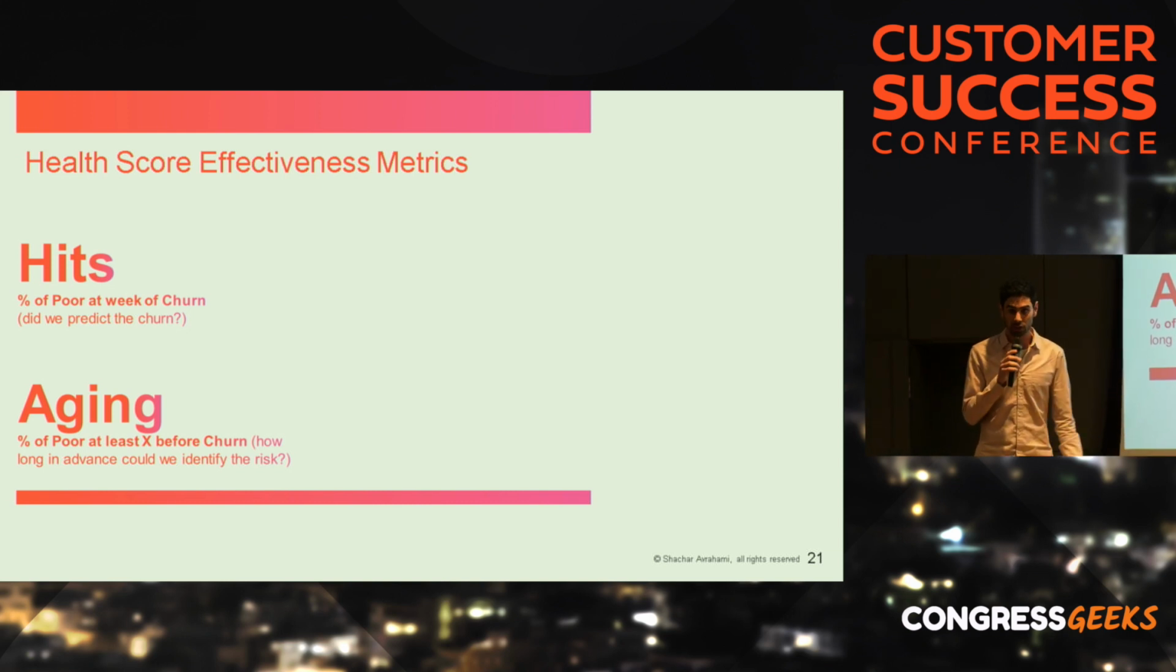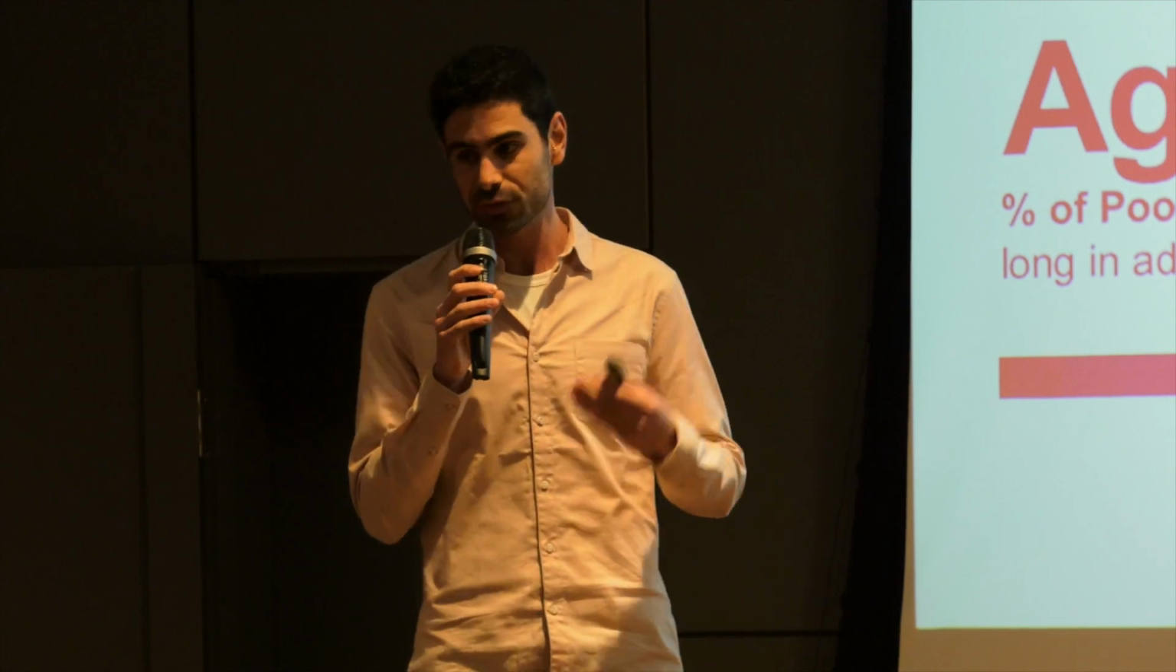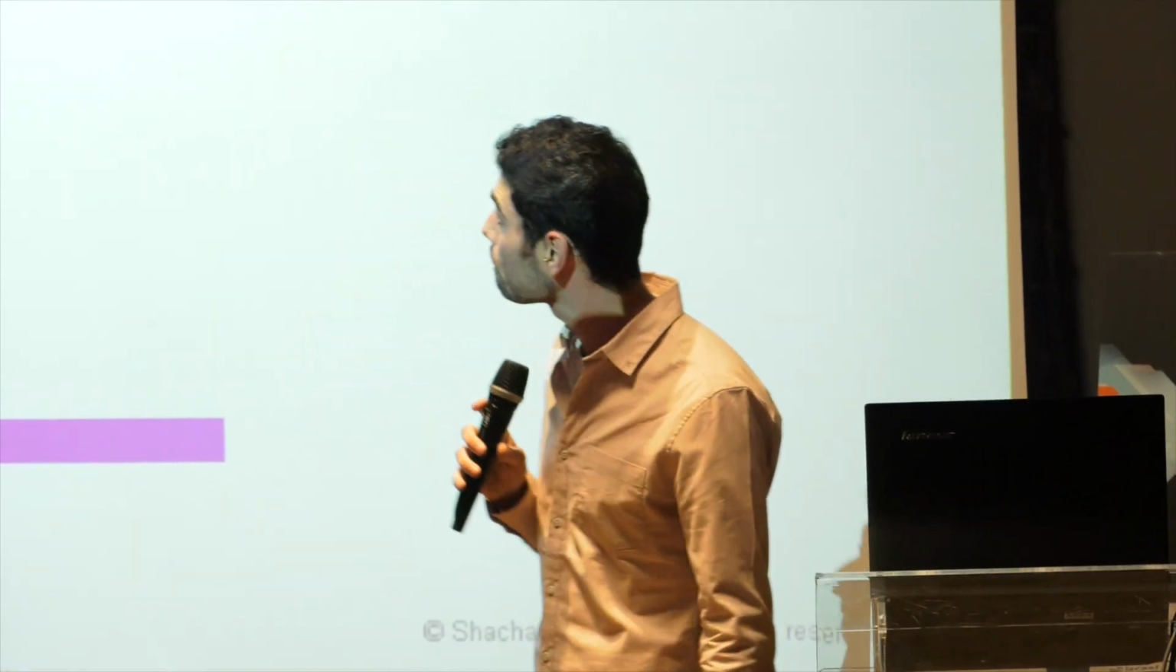So the second metric, aging, is how long in advance we could predict this poor. So here what we did is we calculated the percentage of customers marked poor at least 4 weeks before the churn, out of the customers that churn. We started with 4 weeks before churn, we increased it to 8, we increased it to 10. We wanted to make sure that we have an early signal system.